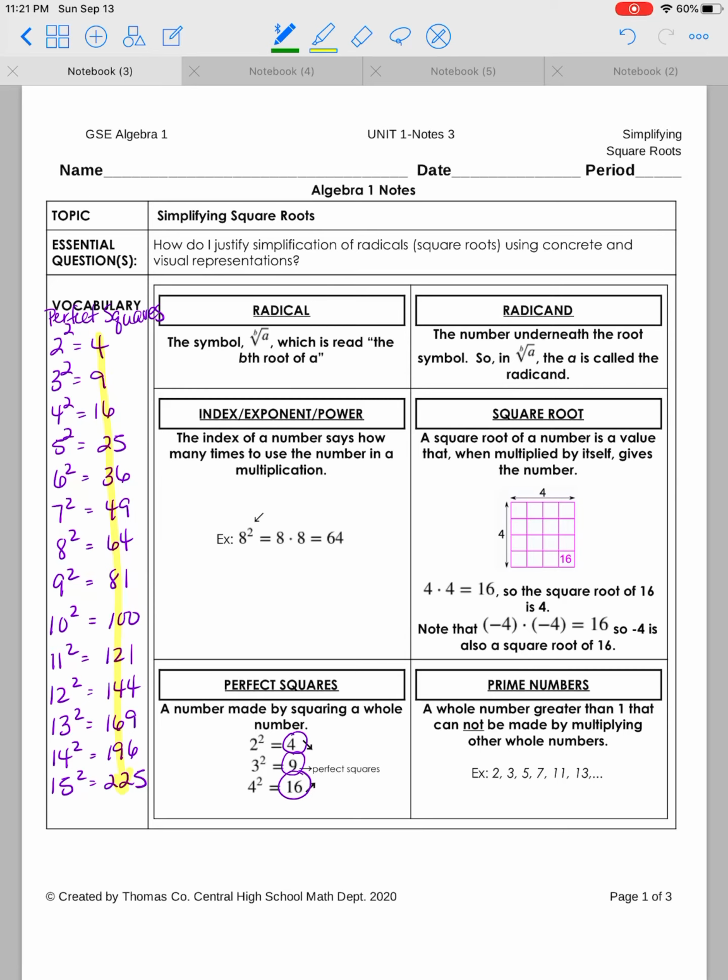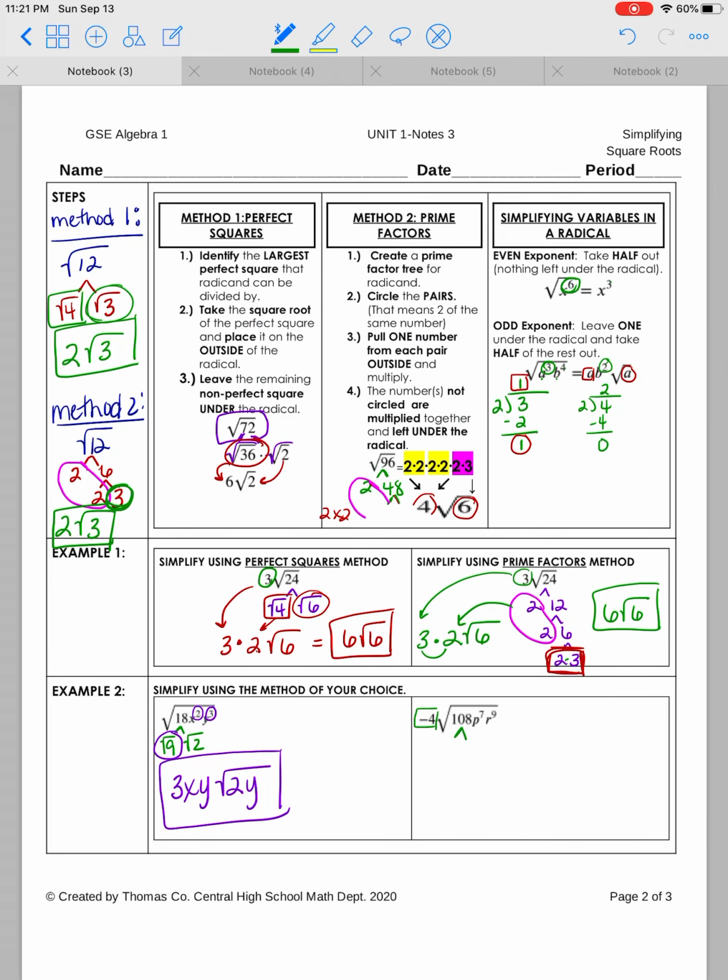What about 36 times 3? Let me make sure. 36, because I don't have a calculator on me, times 3. 18, 1, that's 108, yep. So the square root of 36 and the square root of 3. Now 36 is my perfect square, so I'm going to get -4, that comes from there, times the square root of 36, which is 6. And then I'm going to have the square root of 3.